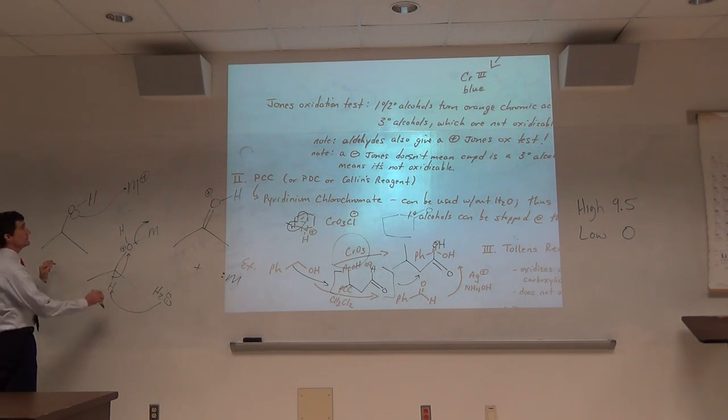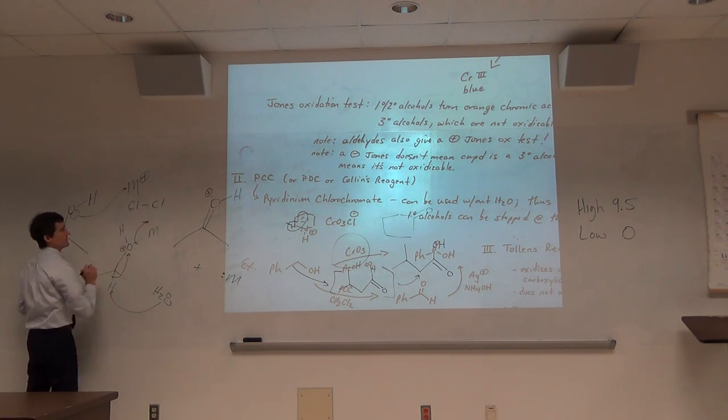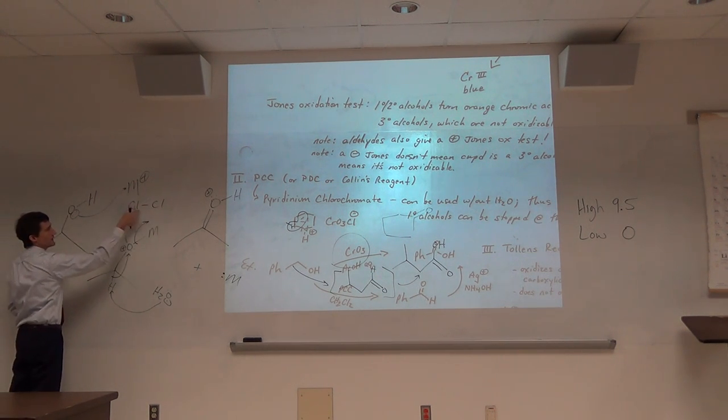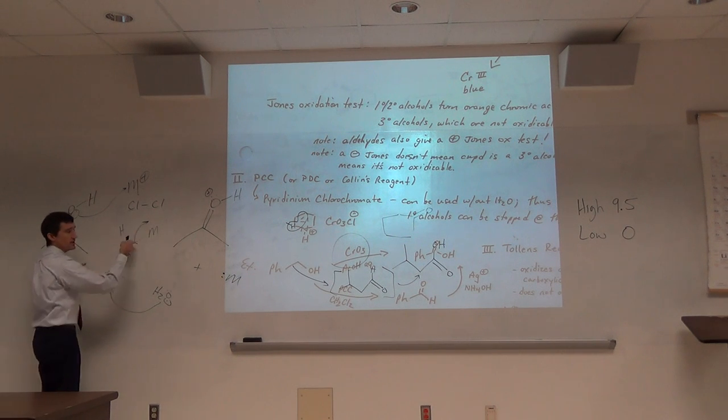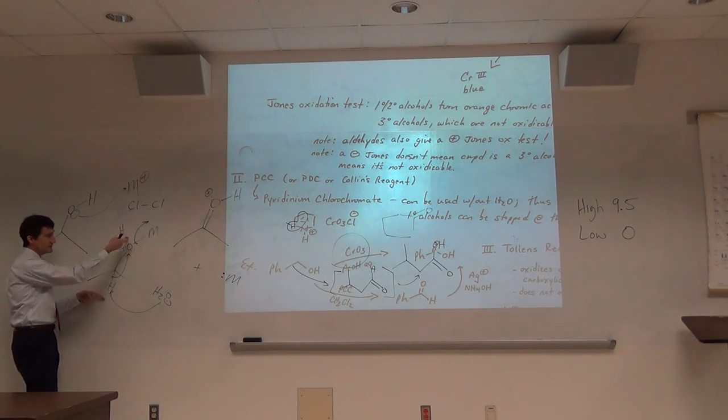Now there's lots of things that can do this. You can also oxidize alcohols with just chlorine. That's because the alcohol attacks the chlorine and makes an O-Cl bond, and then you do the elimination, kick off the Cl, and it takes the electrons. Now this looks like an E2.